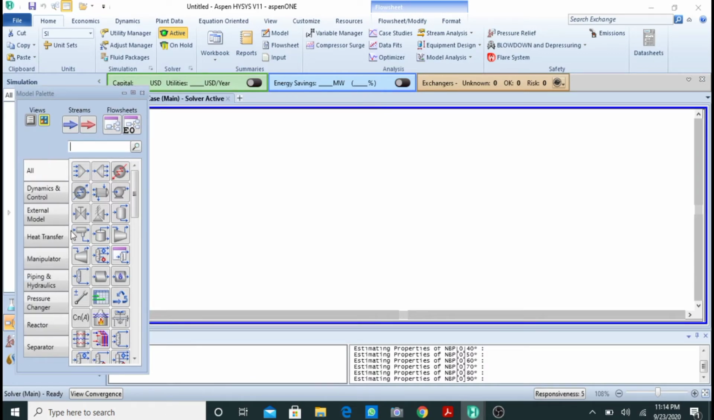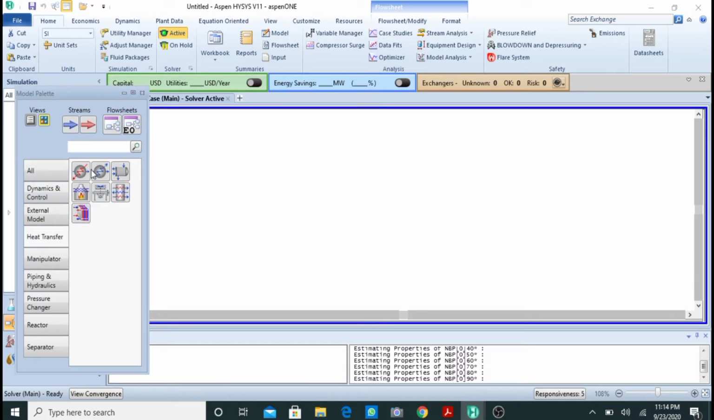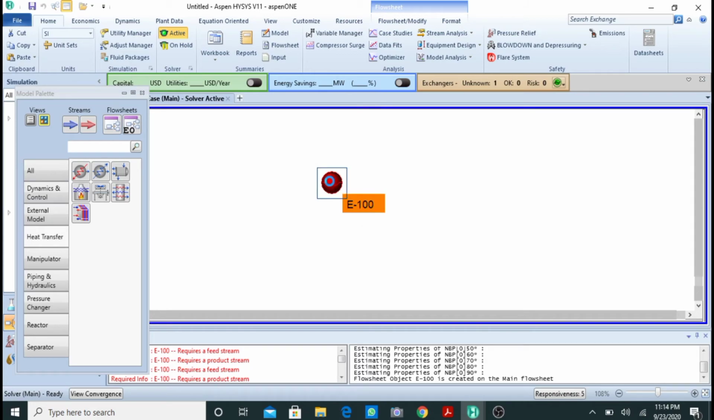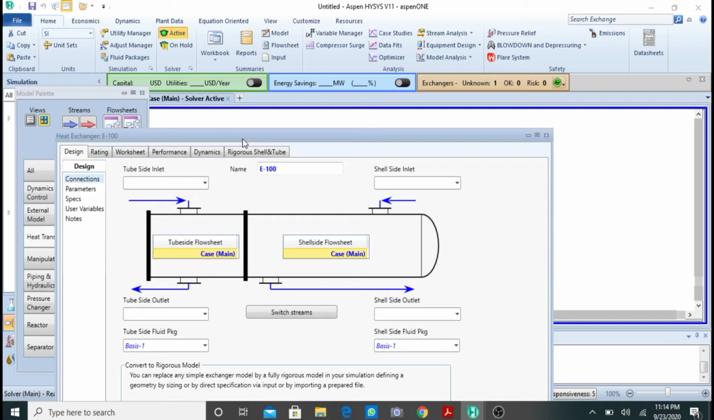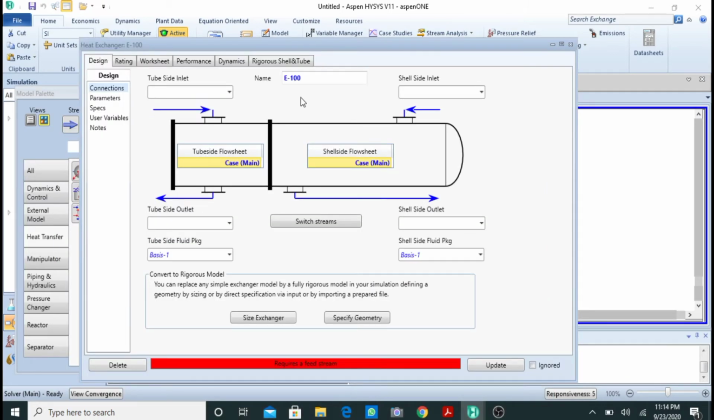Here I will click on this heat transfer, and this is our heat exchanger. I will drag it onto the main window, and I will double click to enter the requisite properties. When you double click it, you will see a window like this, with tube side inlet and shell side inlet. As you know, in a heat exchanger there is no direct contact between the two fluids through which heat is transferring. One fluid is present in the tubes and the other fluid is present in the shell.